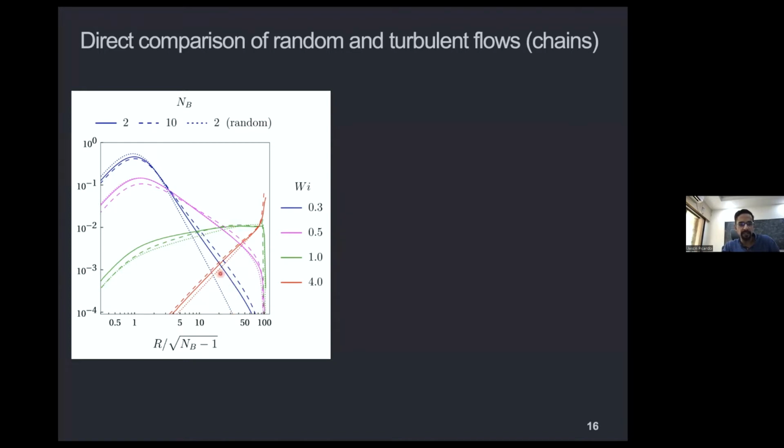At small Weissenbergs, it seems like the DNS stretches the polymers more. So that's somewhat what we expected, because the DNS, of course, has these extreme stretching events that won't be there in a Gaussian flow. But rather surprisingly, at high Weissenbergs, for example, the green curve and the red curve, we found that the Gaussian flow was actually stretching it more. And I'll discuss that in a second.